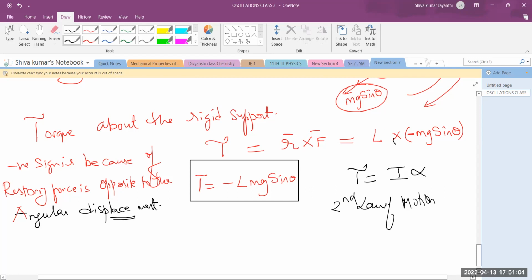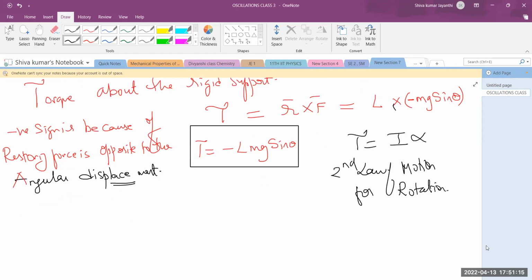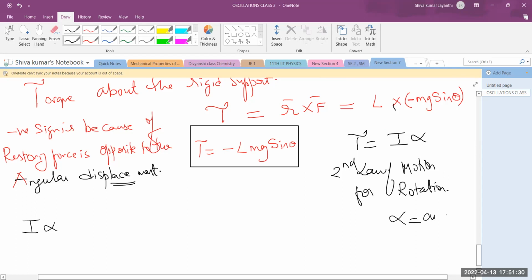It is also called Newton's second law of motion for rotation. Or we can simply call it tau is equal to I alpha from rigid body dynamics. We know that. Now if you equate these two, alpha is called what? Angular acceleration.